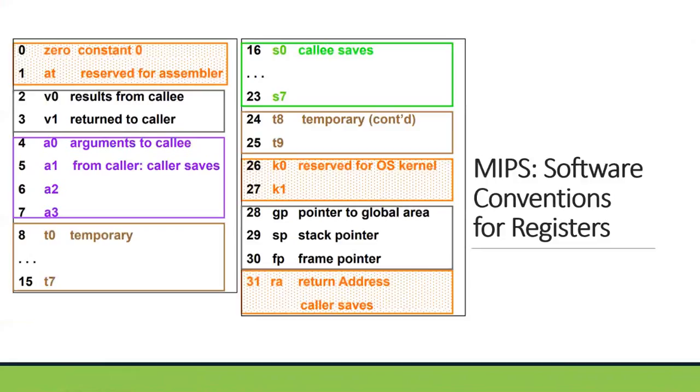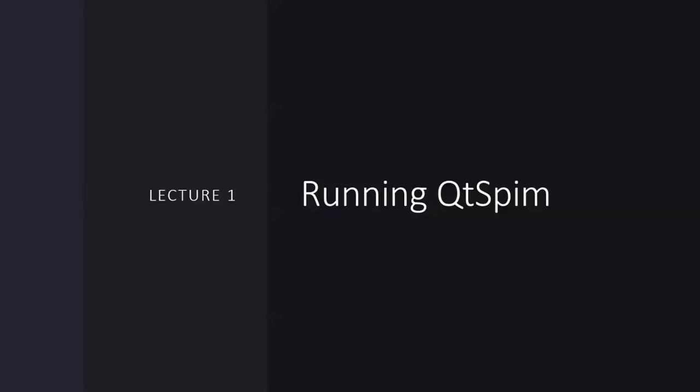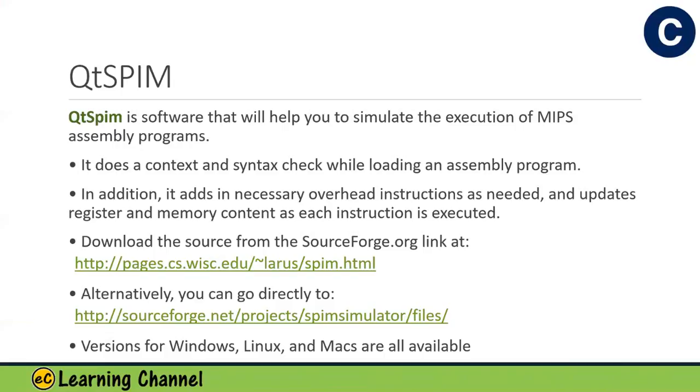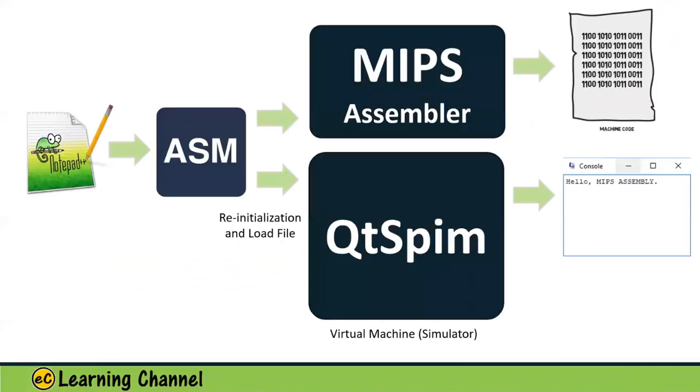So here are the different pointers and functions. We know that. And then running QtSpim. QtSpim is software that will help you to simulate the execution of MIPS assembly language. And then you actually start with Notepad++, write a program in MIPS assembly, and then you can use a MIPS assembler. QtSpim is not an assembler. It won't generate the object code for you.